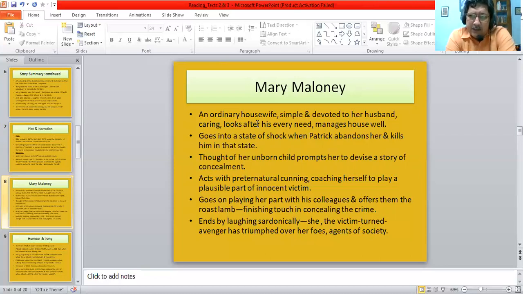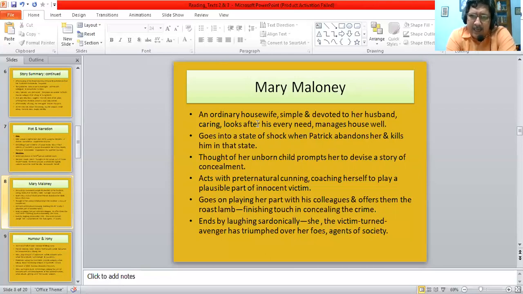So she manages to feed the officers the roast lamb, and this is the last touch in concealing the crime because they are destroying the murder weapon unknowingly while they are having the lamb.